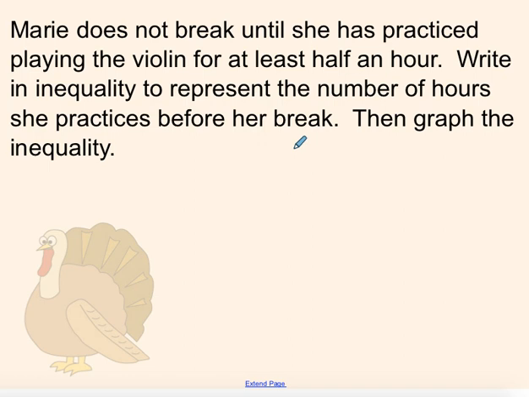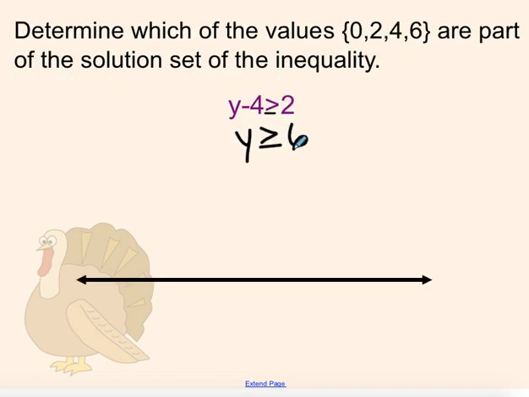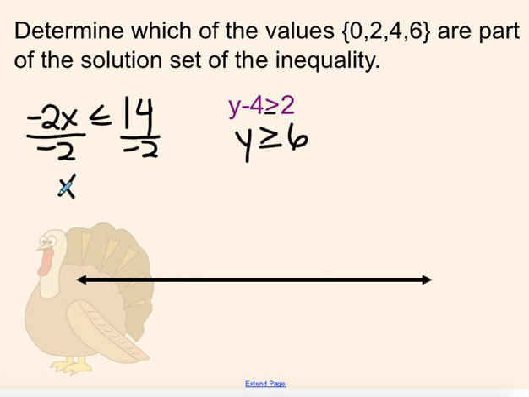Okay, and one last thing that I want to talk about with these type of equations, remember that if we have something like -2x is less than or equal to 14, when we divide by a negative number, a little red flag should go up in your head, because when we're dividing or multiplying by a negative number, we need to flip the sign. So in this case, we get x is greater than or equal to -7.